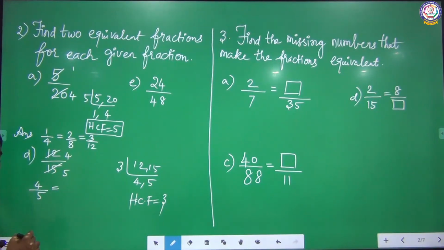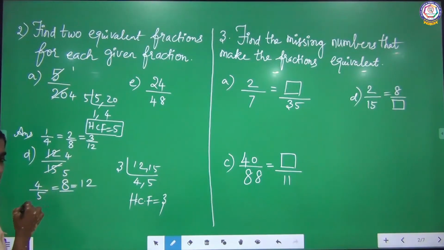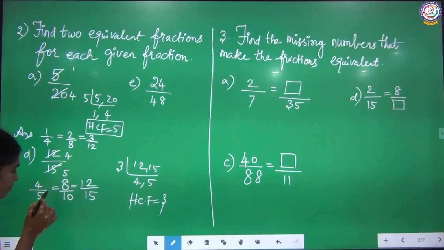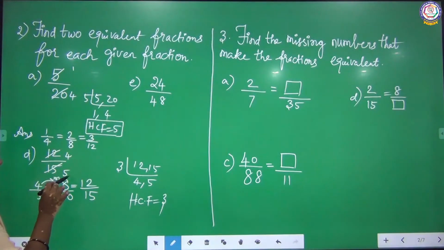Now I can write the equivalent fraction for this. 4 ones are 4, 4 twos are 8, as well as 4 threes are 12. Next, 5 ones are 5, 5 twos are 10, 5 threes are 15. So here I multiply by 2 and here I multiply by 3. The same thing I follow in the denominator, times 2 and again times 3. So my answer is what?